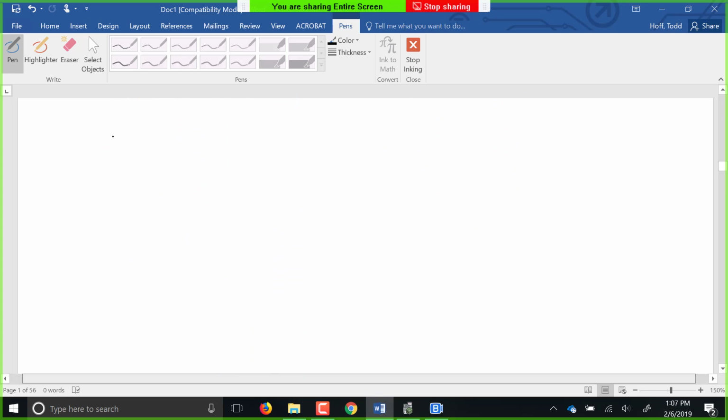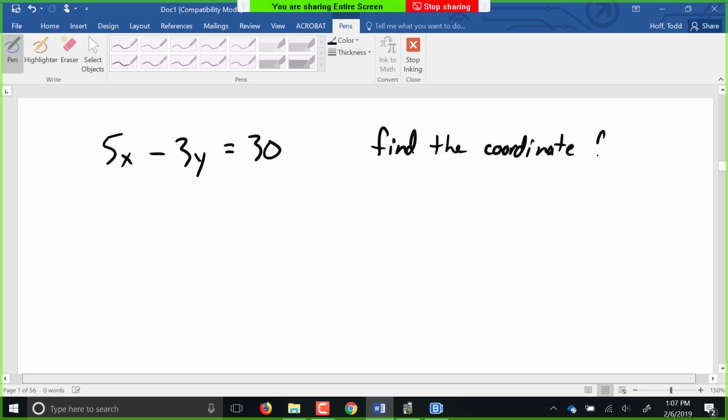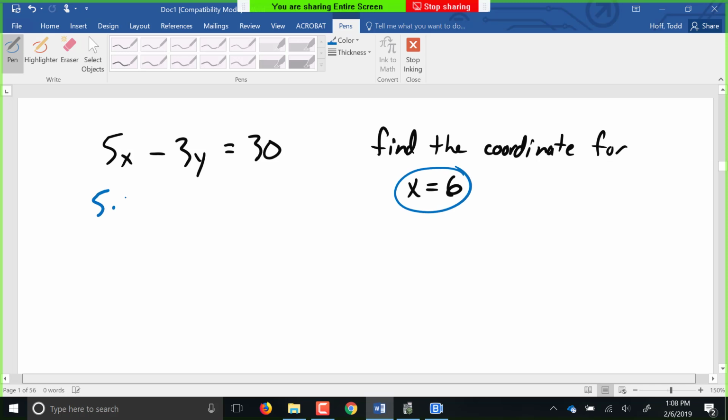So in your notes, find the coordinate for x equals 6. I'll give you a minute to work on that. So how do we start this one out? We put 6 in for x. Good.